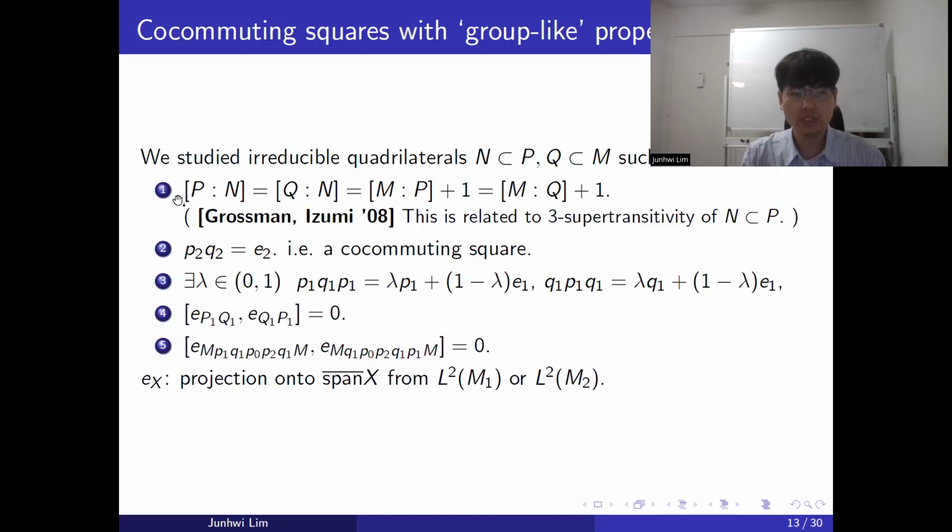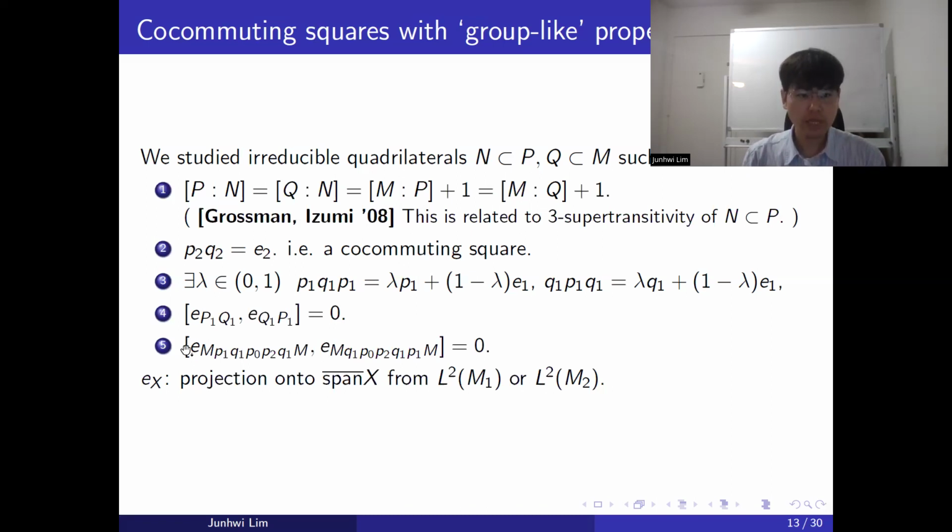Condition 1 gives the restriction to the index. Grossman and Izumi show that this condition is related to 3-supertransitivity of the inclusion N contained in P. Roughly speaking, supertransitivity is just a subfactor analog of the transitivity of the group action. Conditions 4 and 5 say that we have two pairs of projections that commute with each other. By imposing this condition, we endow a slight degree of commutativity to the planar algebra.